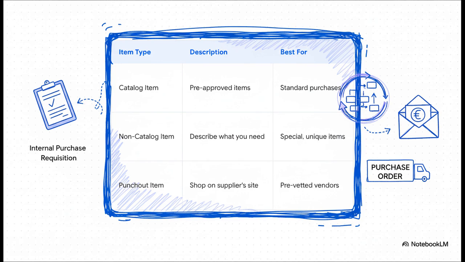So how do you get that chair onto your request? Well, you generally have three main paths you can take. The easiest way is if it's a catalog item. You can think of this like the company's private, pre-approved Amazon store. Super simple. But what if you need something special, something not on the list? Then you create a non-catalog item, where you just describe what you need and you let the purchasing team go find it for you. And then there's the punch-out item, which is really clever. The system literally sends you out to a trusted partner's website, you do your shopping there, and your cart gets pulled right back into your official request.